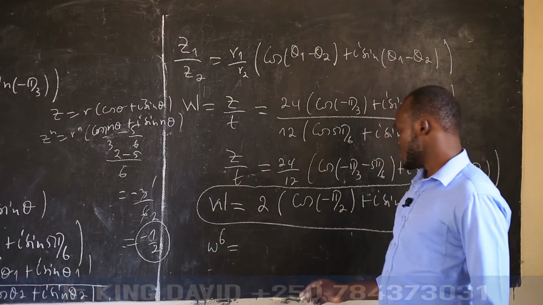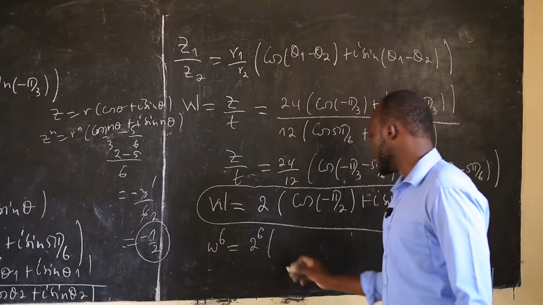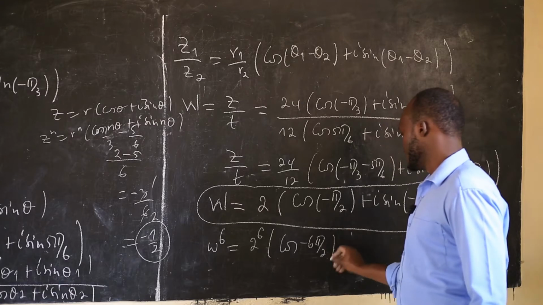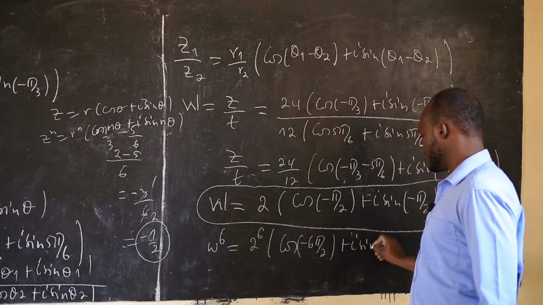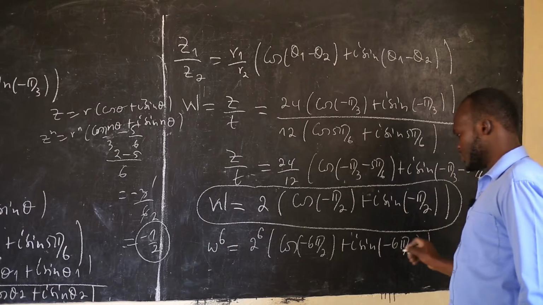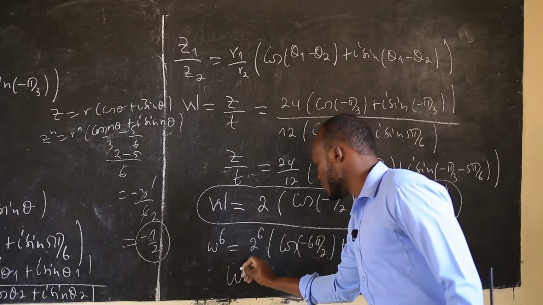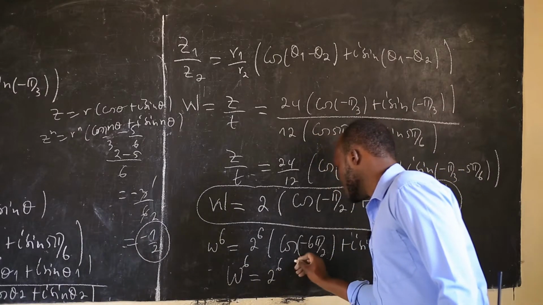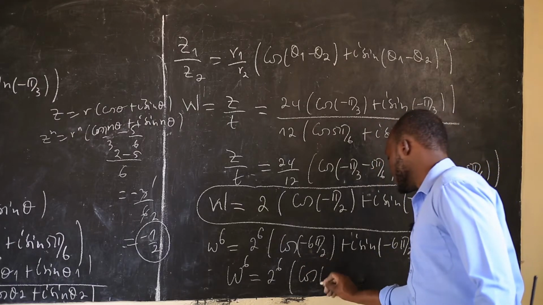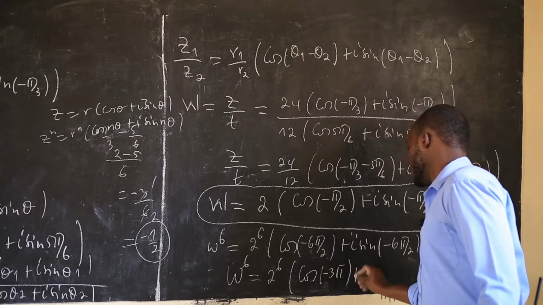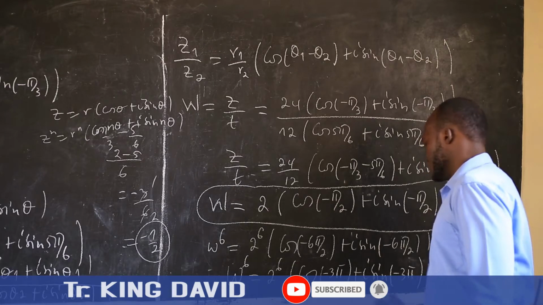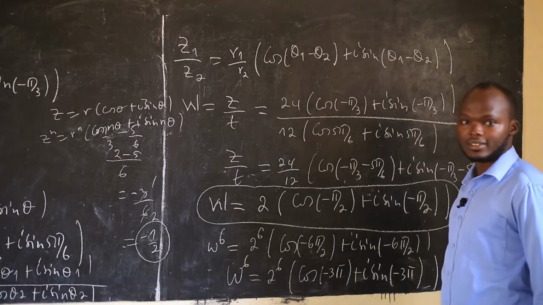The De Moivre theorem. So this will be 2 power 6 into bracket cos of negative 6 pi over 2 plus i sine of negative 6 pi over 2. So finally, W power 6, the answer is 2 power 6 into bracket cos, what is 6 pi over 2? That's negative 3 pi, plus i sine negative 3 pi. So that's the answer for number 7.